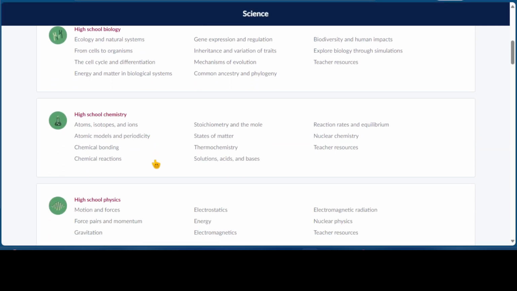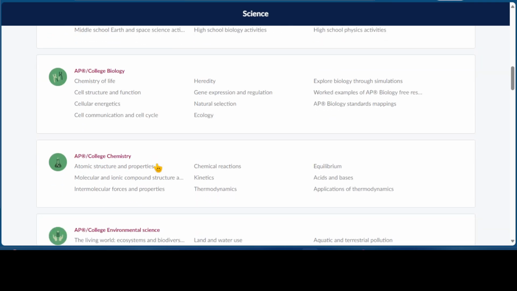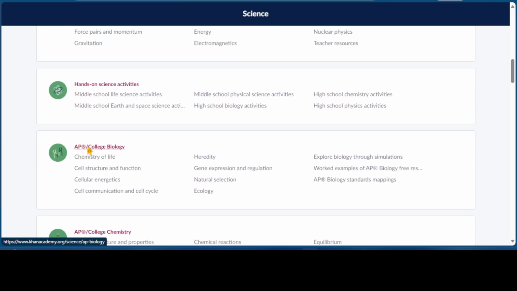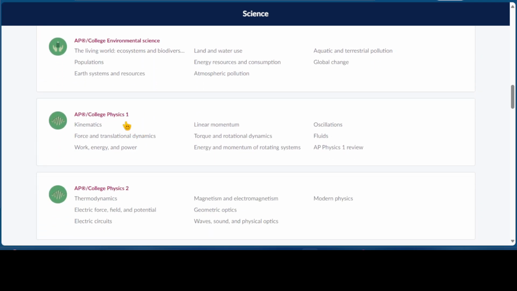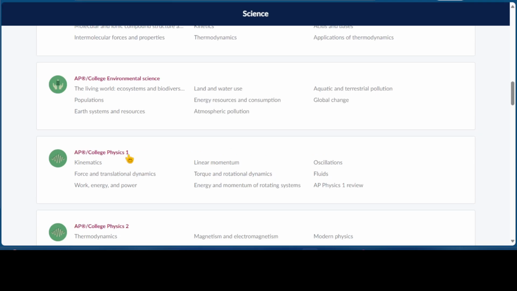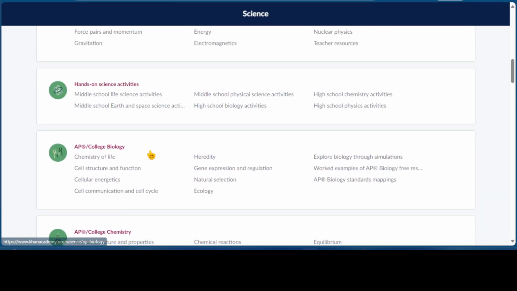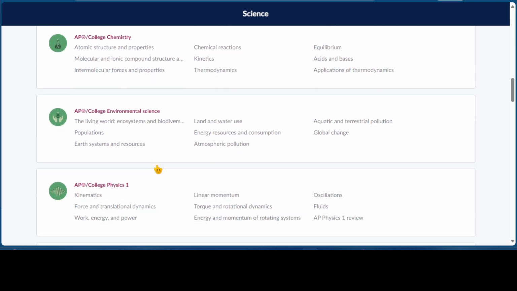So your high schooler can actually take some of these courses for college credit. That will be the AP courses here, like AP biology and chemistry, environmental science, and physics 1 and physics 2. Those are actually AP and college courses, so they can take those courses in high school and gain college credit. So lots of options available here for Khan Academy.